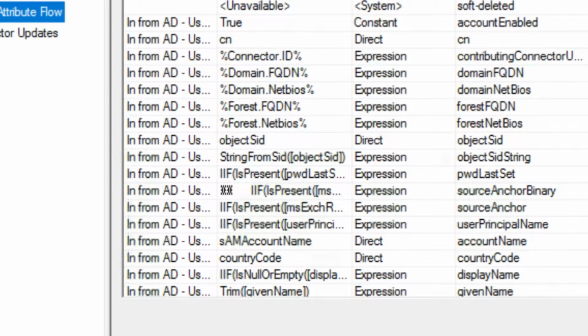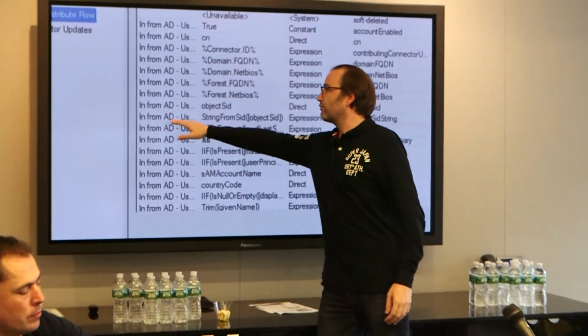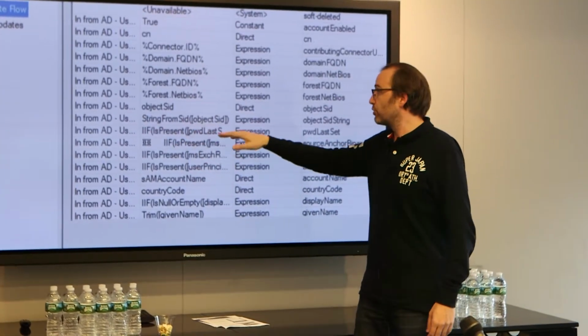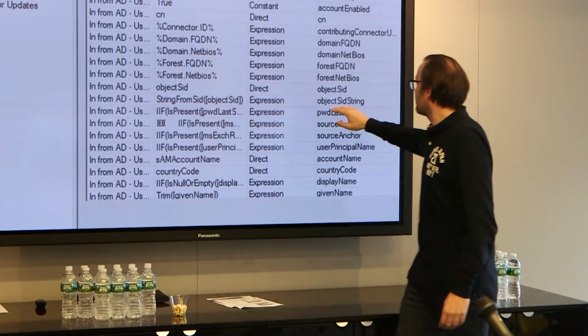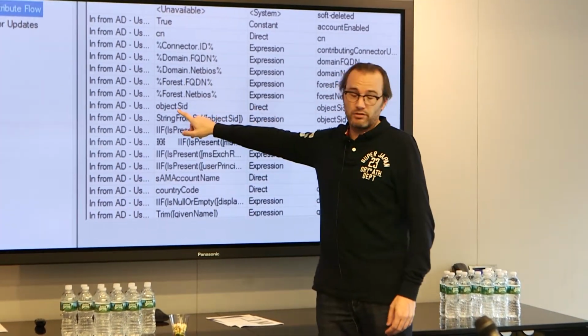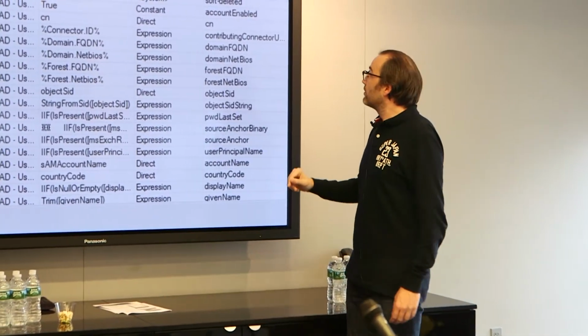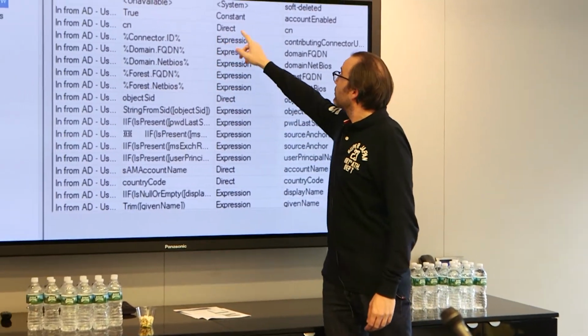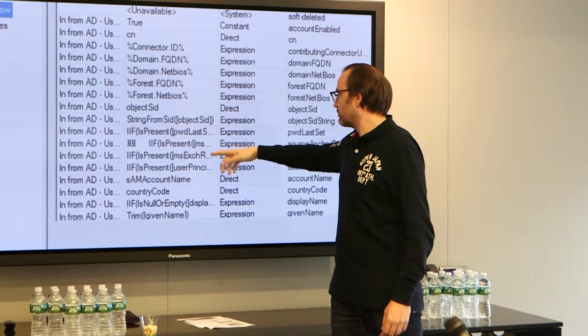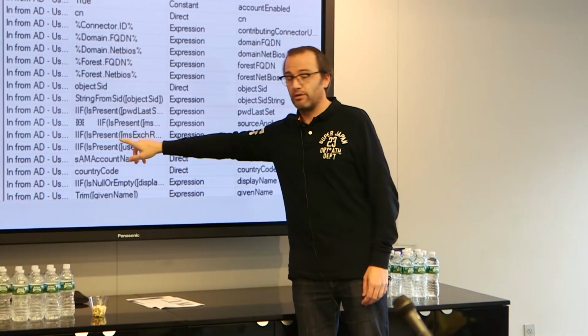I just need to go a little bit more to the right. And which rules apply to this. So it's shortened here, but it's "in from AD", and that's a particular rule that we'll look at later. And then it says the object SID is a direct connect from the object SID of the source object. But the CN is also direct. Let's see, take one. This one, for example, the source anchor apparently has a very complex rule applied to it.